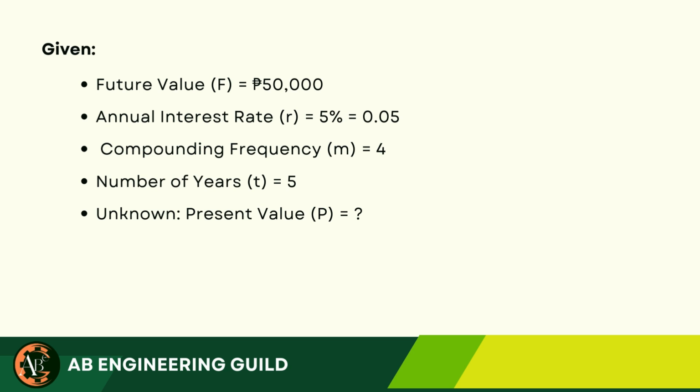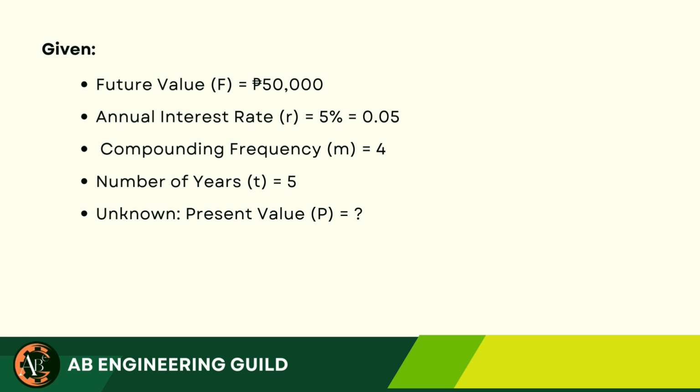Now, let's go through the given values. The future value, or the target amount, is 50,000 pesos. The annual interest rate is 5%, written as 0.05 in decimal form. The compounding frequency is quarterly, which means interest is applied 4 times per year. The time period is 5 years. The unknown is the present value, or the amount the farmer needs to deposit today.